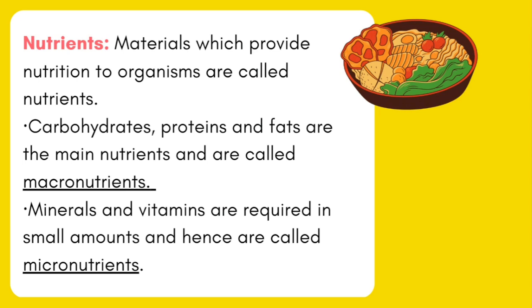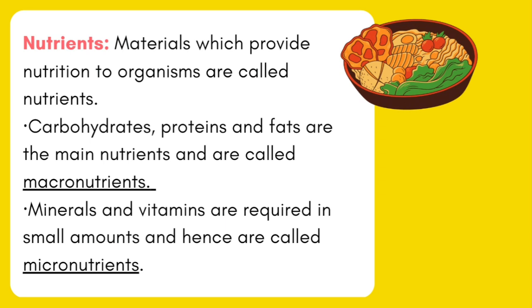Okay, so there are two types of nutrients: macronutrients and micronutrients. First is macronutrients, that is carbohydrates, proteins and fats, which are the main nutrients. So they are called macronutrients. They are the main components. Carbohydrates, for example, the rice we eat contains a rich amount of carbohydrates. Proteins, fats, and all, they are needed in a larger quantity. They are the main nutrients, so they are called macro.